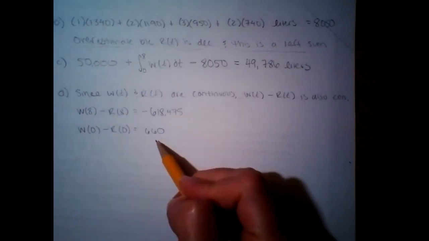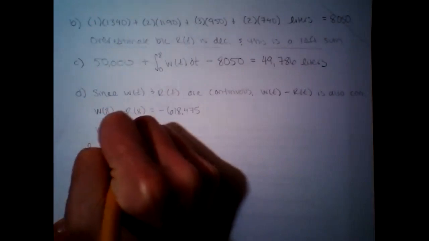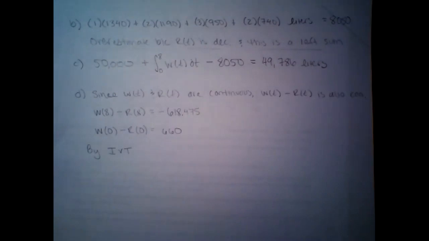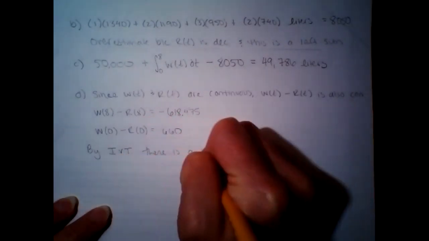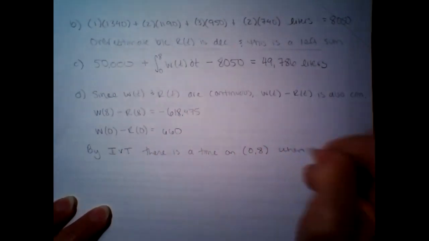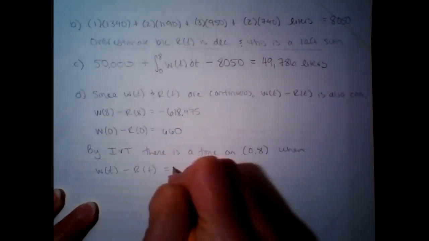Here's the whole point. One of these is negative and one of them is positive. And if the functions are continuous, then 0 has to be in between. That's your Intermediate Value Theorem. All right, so by the Intermediate Value Theorem, and you can abbreviate that, Intermediate Value Theorem and Mean Value Theorem are the two that come up the most often. By the Intermediate Value Theorem, there is a time on 0 to 8 when W of t minus R of t equals 0.